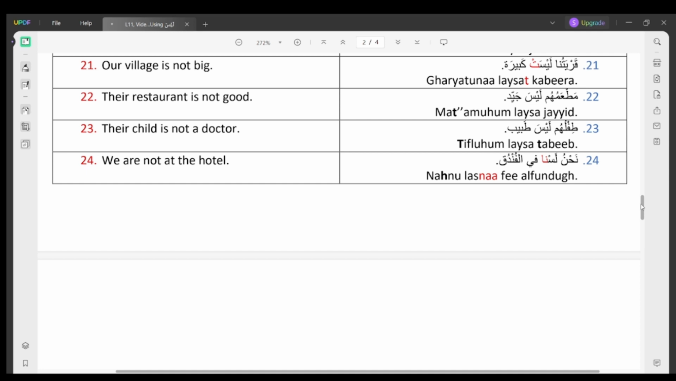Number 22, their restaurant is not good. مطعمهم ليس جيد. Number 23, their child is not a doctor. طفلهم ليس طبيب. Number 24, we are not at the hotel. نحن لسنا في الفندق.